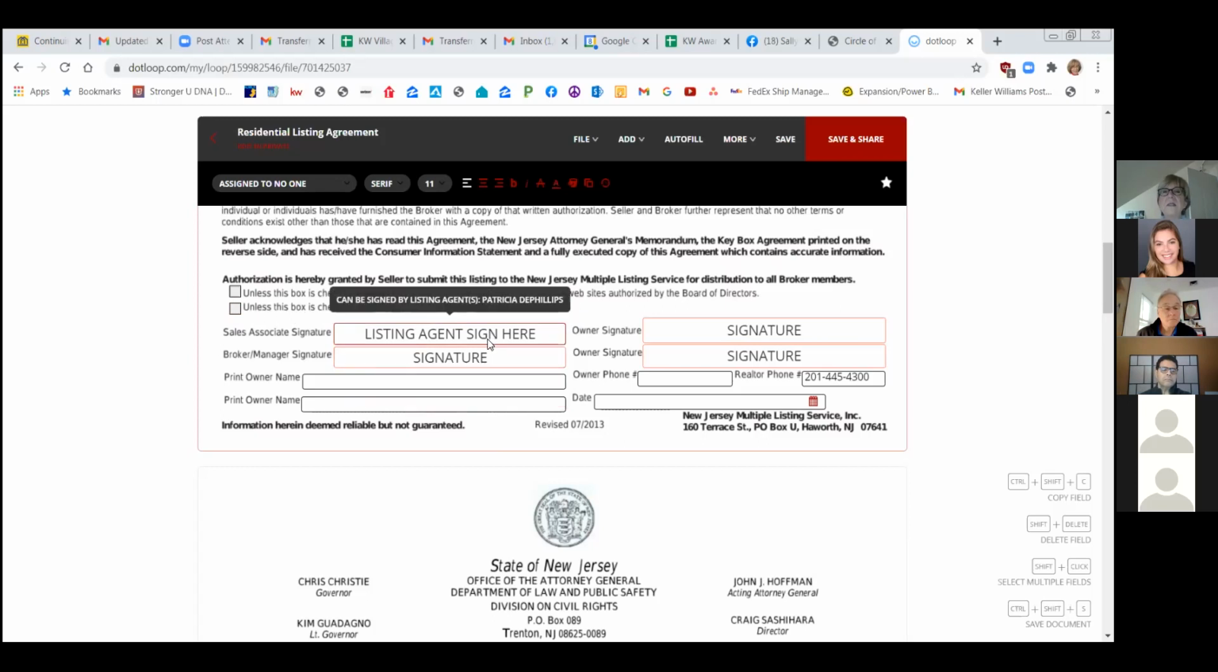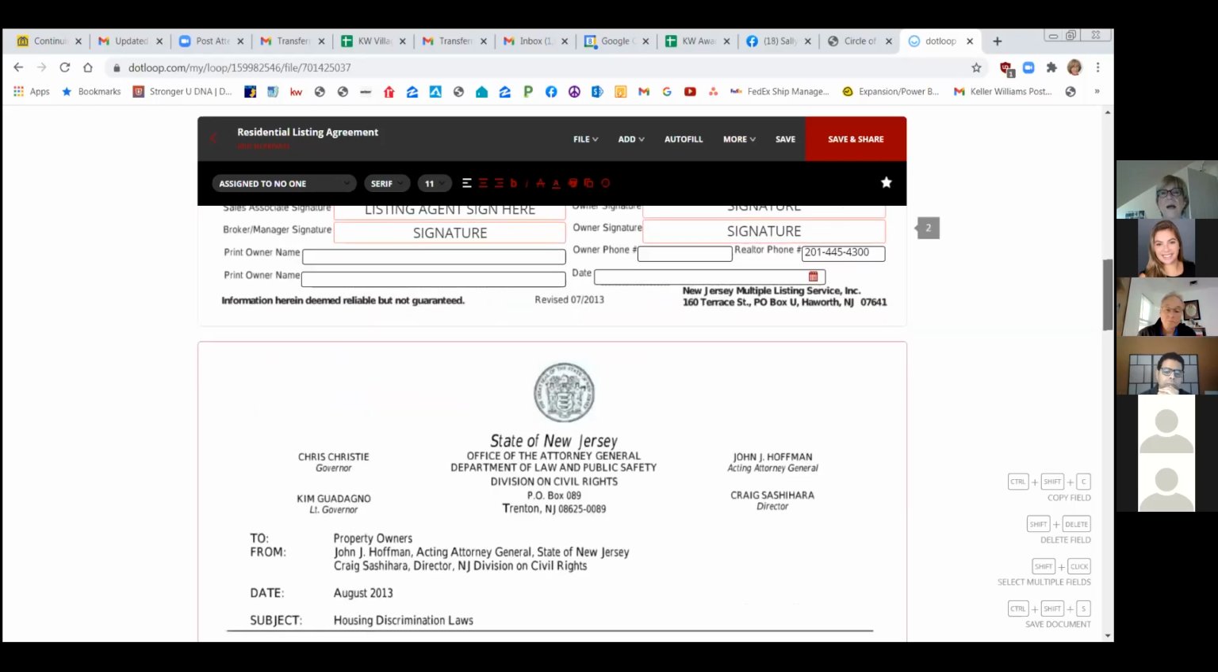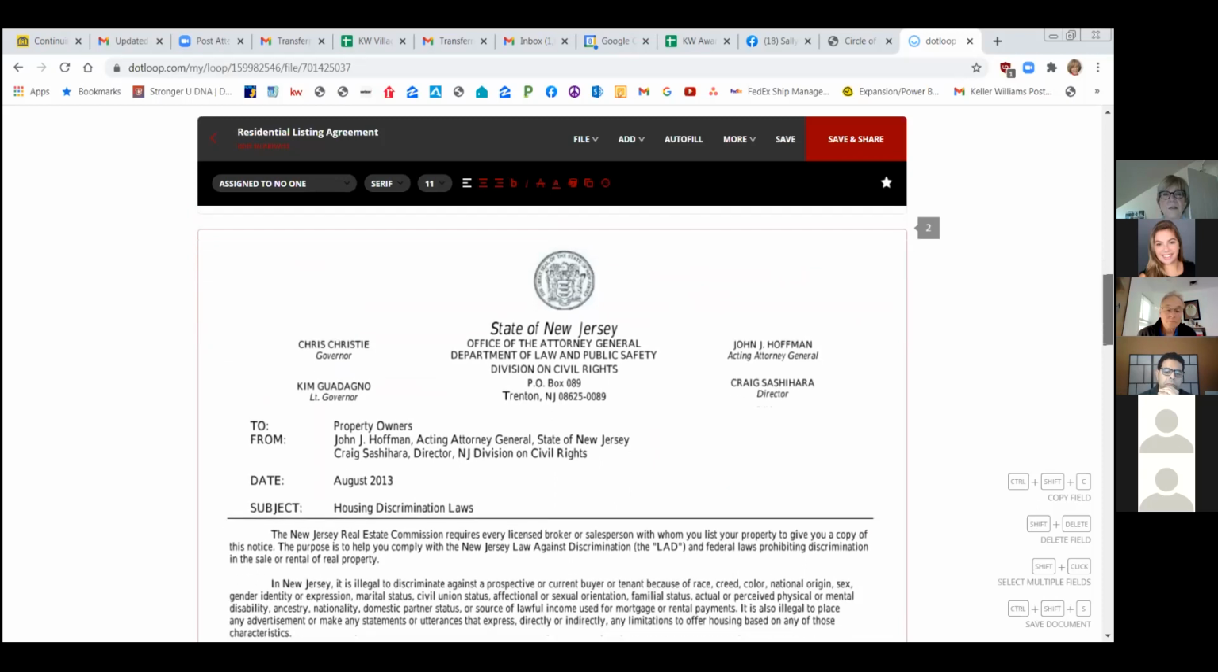Okay, so then you as the listing agent are going to sign here, and you're going to have your seller sign. You're going to print the seller's names here. And once you get all of this paperwork done, you're going to send it to me, and I'm going to sign it here. And this has to be done. You must send it to me before you put it on the MLS. So make sure that I see it before it goes on the MLS.